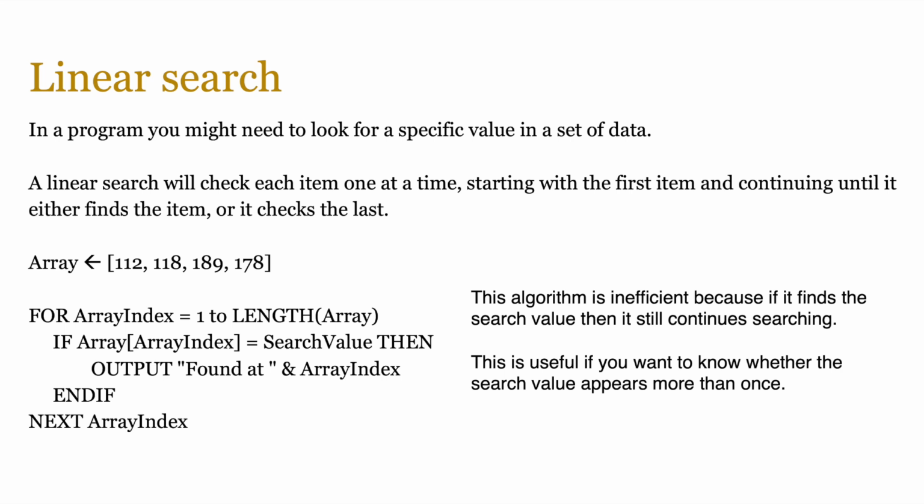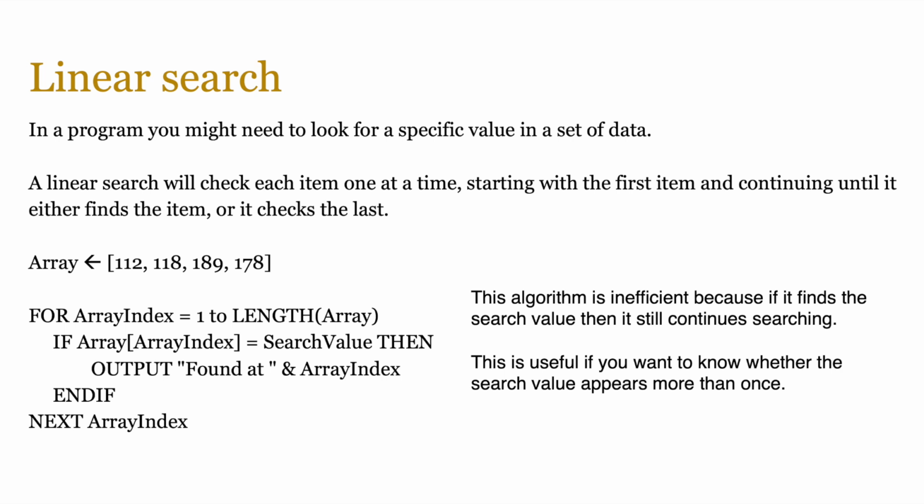So if you look, the array has 1, 2, 3, 4 items. So this will run from 1 to 4. We then use a selection where we say if in the array at that particular array index, so array position 1, if that equals the search value, then you output that we found the item at that location. Otherwise, we end the selection and we move on to the next index.